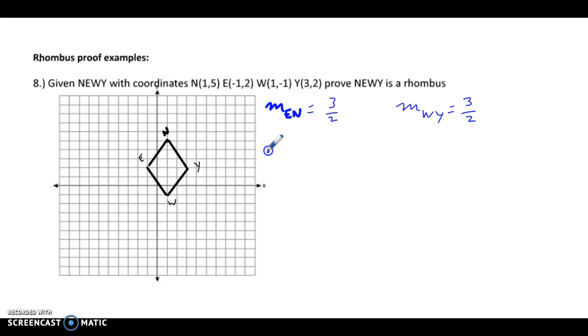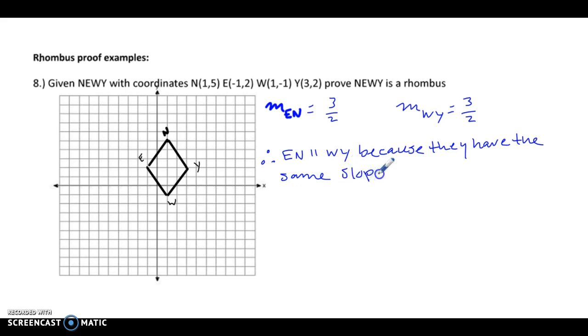So when the slopes are the same, I write a quick conclusion, and I say EN is parallel to WY because they have the same slope. Okay, I can do the same thing for the other sides. I'm going to mark those parallel, and then I'm going to try to find the slope of EW and the slope of NY.